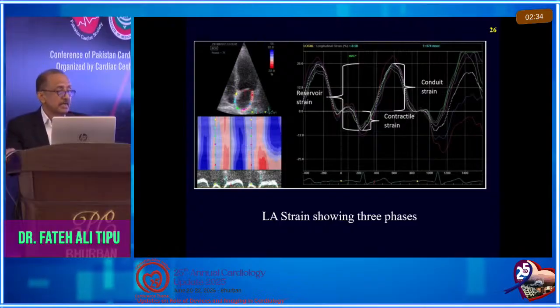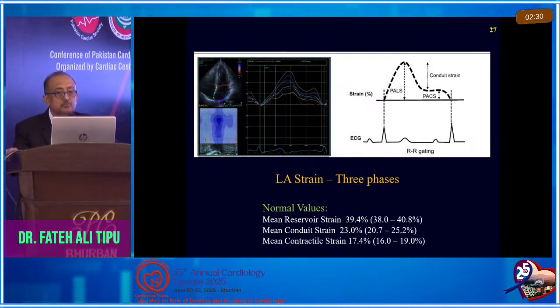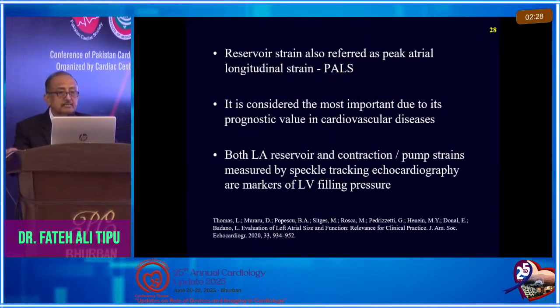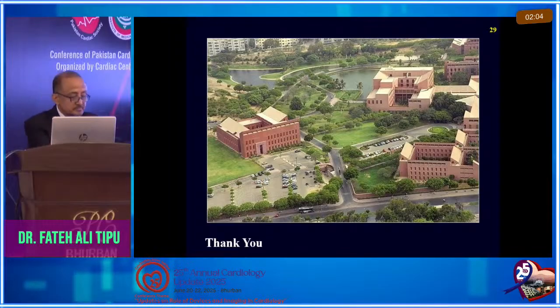These are the three types of LA strain, and these are the different values for these strains. The reservoir strain, also referred to as peak atrial longitudinal strain, is considered the most important due to its prognostic value in cardiovascular disease. Both LA reservoir and contraction or pump strains measured by speckle tracking echocardiography are markers of LV filling pressures, and they have good correlation with the diastolic function. Thank you very much.